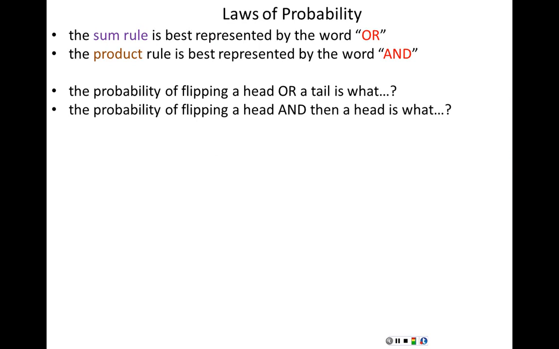What's the probability of flipping a coin 2 times and getting a head and then another head? Well, now I have to think of the probability for the first flip is a half, and then the probability of the second flip is a half. So the probability of flipping a head once and then flipping a head again is a half times a half, the product rule, or 1/4.